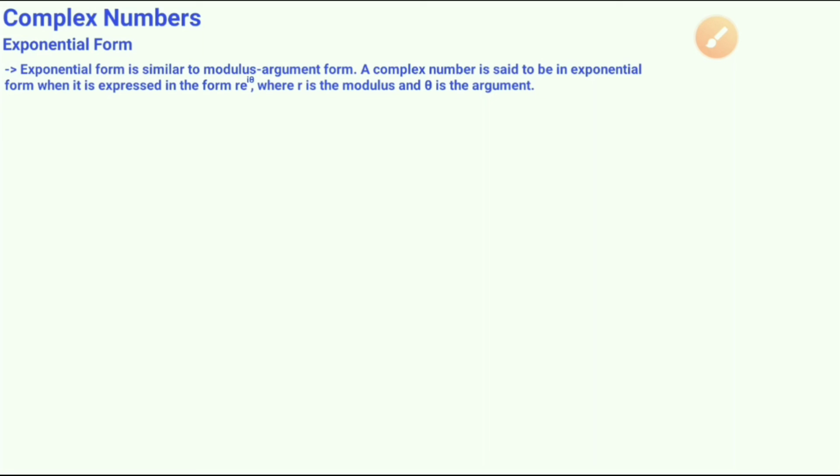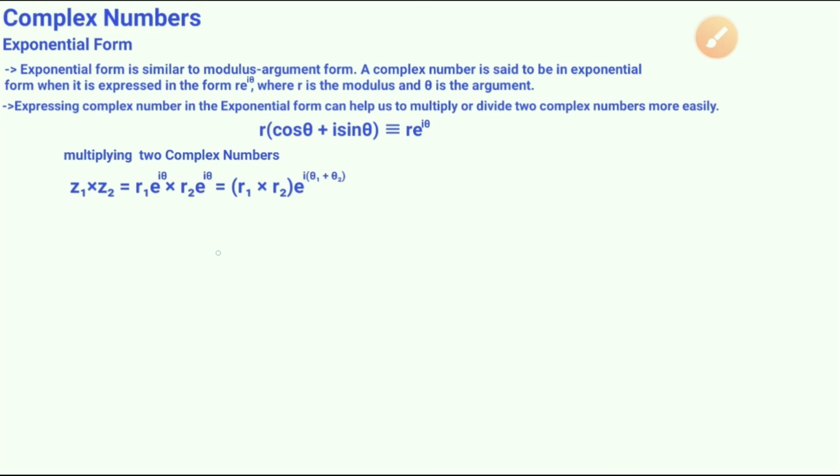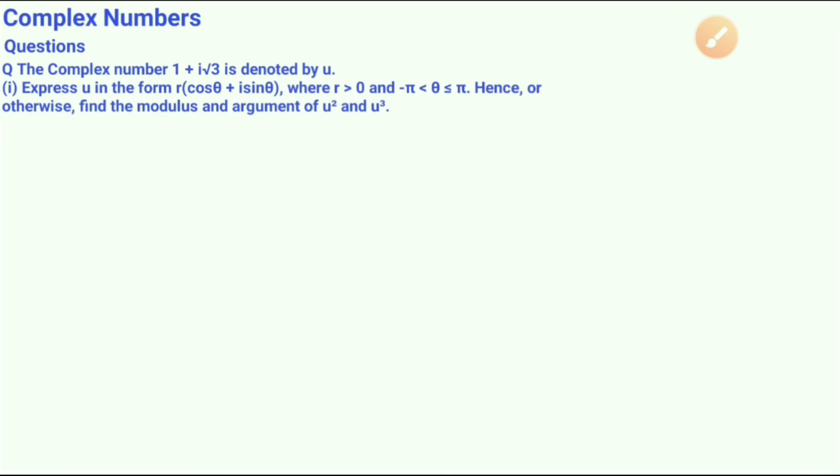Exponential form is similar to modulus argument form. A complex number is said to be in exponential form when it is expressed in the form r e to the i theta, where r is the modulus and theta is the argument. Expressing a complex number in exponential form can help us multiply or divide two complex numbers more easily. If you multiply two complex numbers, we multiply their moduli and add the arguments in this way. Dividing two complex numbers, we divide their moduli and subtract the arguments like this.